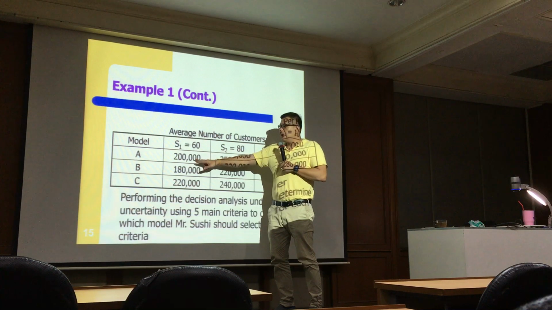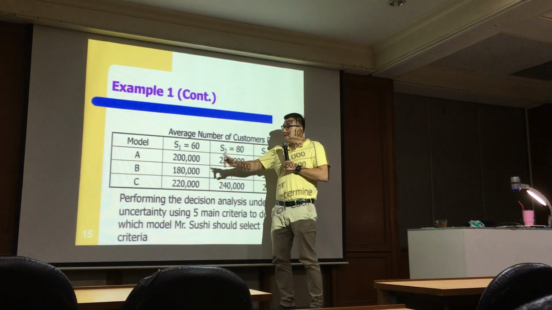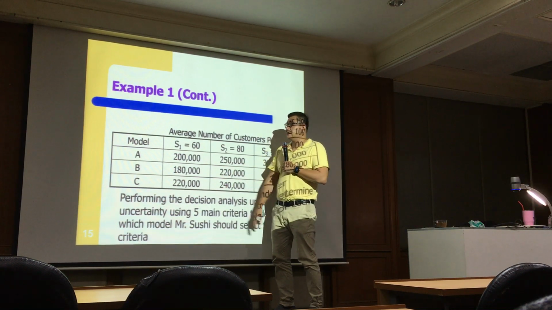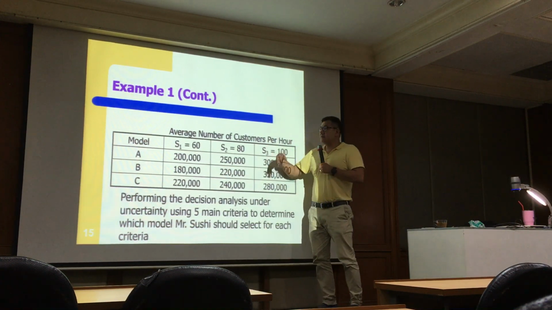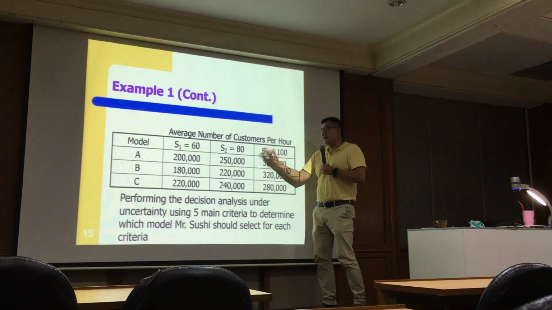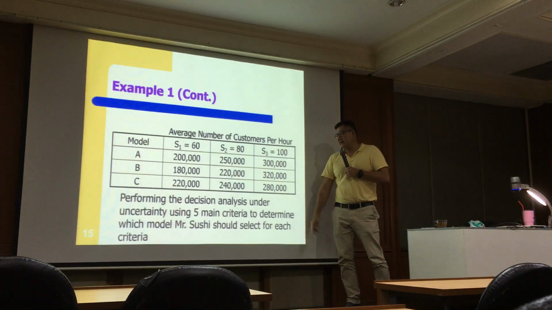If you arrange model A, you're going to get a payoff of 200,000, model B 180,000, model C 220,000. If the average number of customers is 80, you're going to have 250, 220, and 240, something like that. And for 100, you're going to have 300, 320, and 280.